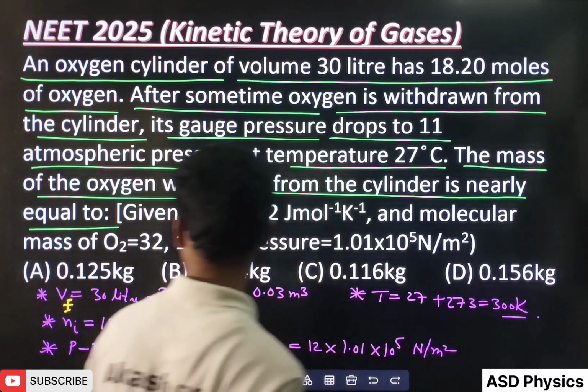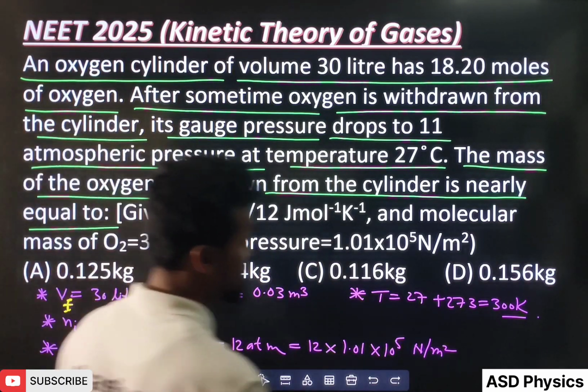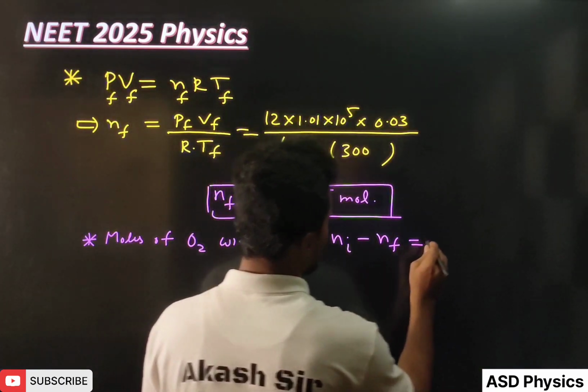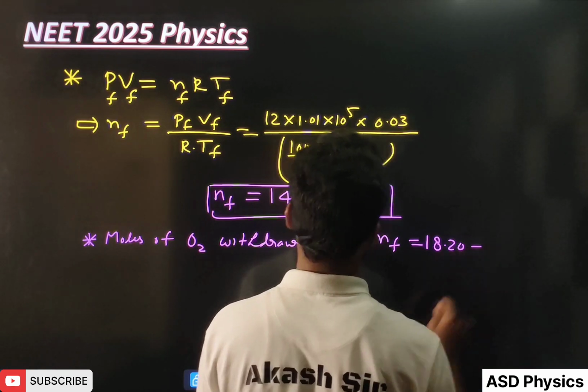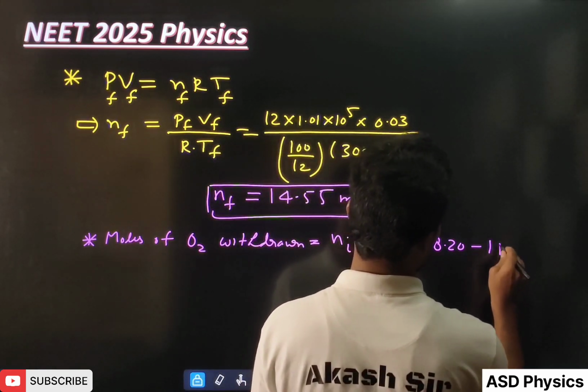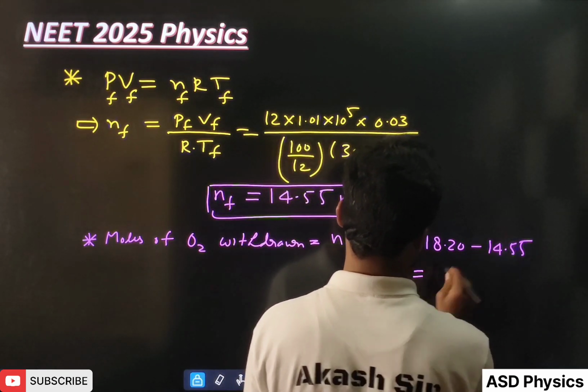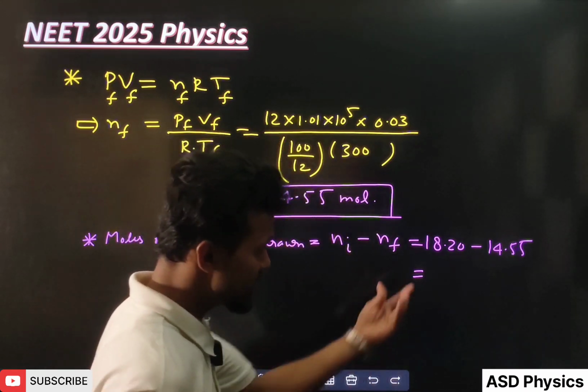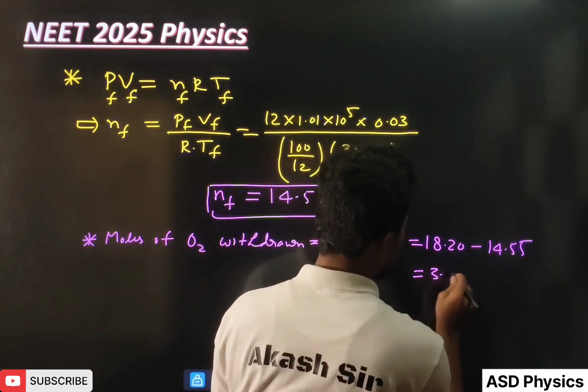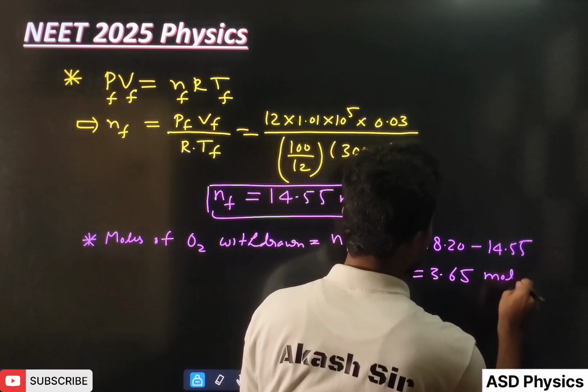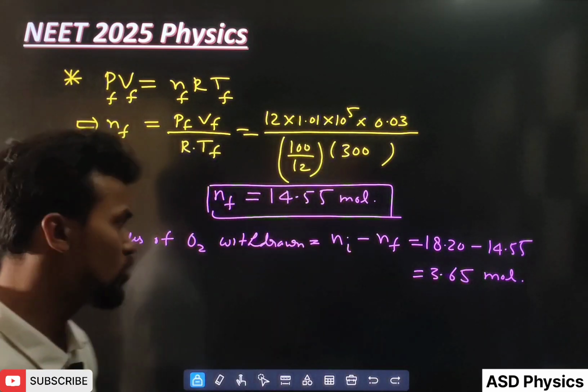Ni, how much is there? You know very well, the initial number of moles is 18.20. So I will write 18.20 minus 14.55. Students, when you simplify this, 18.20 minus 14.55, it is coming 3.65 mole. This number of moles are withdrawn.